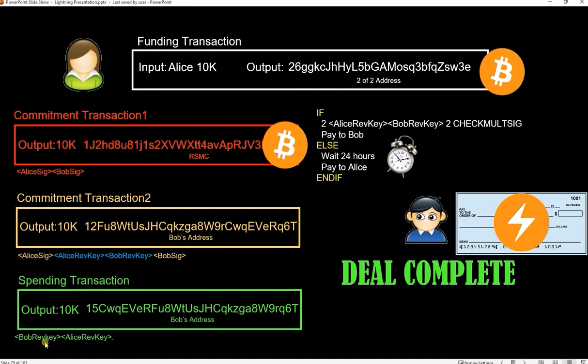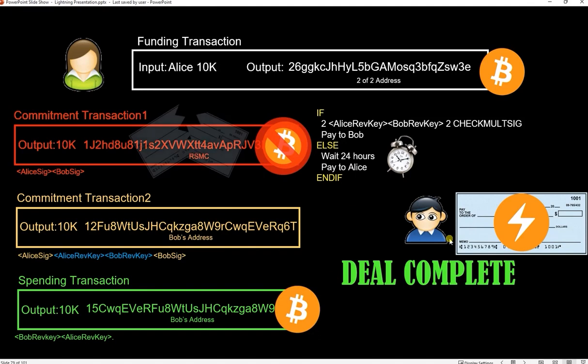And because I have the revocation key and I have her key, because remember, he has both revocation keys. So the difference here is that he doesn't have to wait. Bob does not have to wait. Alice does. So this 24 hours is basically an open window to give the other party a chance to reclaim their funds. So now he gets paid.